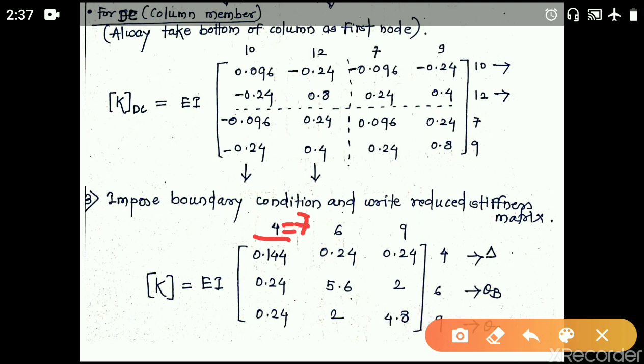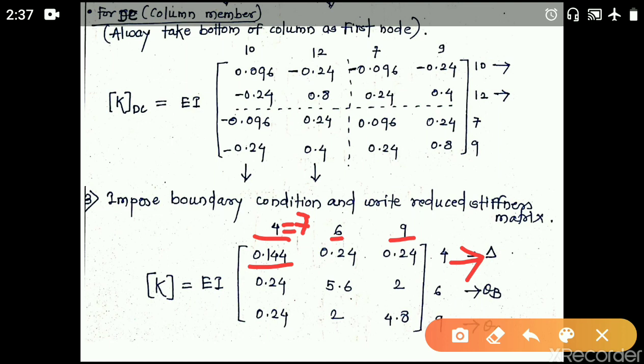So to pick the elements of 4 and 7 from the above three matrices of AB, BC and DC, combine them: you have to add those numbers and write them down here. Then number 6 is also unknown and number 9 is also unknown. The 4 and 7 correspond to the delta, 6 corresponds to theta B and 9 corresponds to theta C.